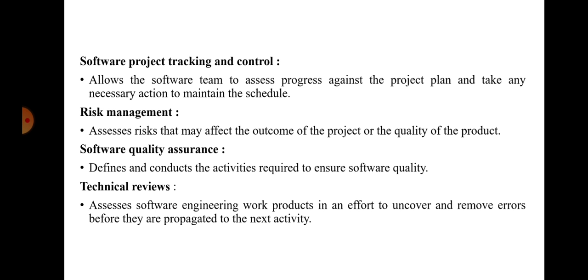So the first umbrella activity is software project tracking and control, which allows the software team to assess the progress against the project plan and take any action to maintain the task schedule and cost schedule. Next activity is risk management, which means we may face some risks while developing the software product. So each and every team should assess the risks that may affect the outcome or quality of the project.